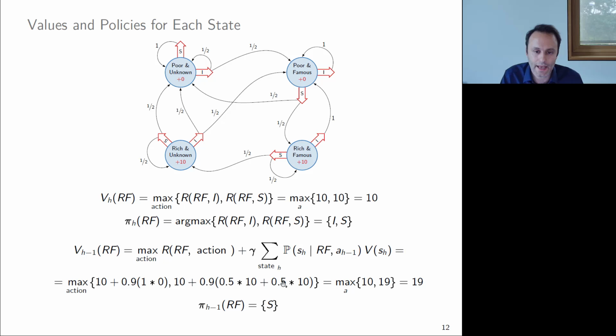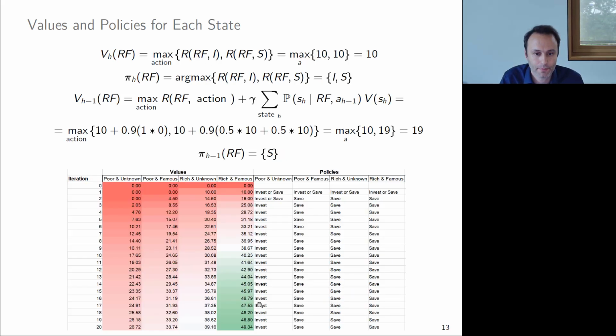And so the optimal action in that situation is to save, and that's our policy. Now, if we do this for each and every state and each and every time step, we can actually write up a table where we have for each of the states the optimal expected value. Now here in rich and famous, you can think of, well, we can cumulatively increase our profits every year.